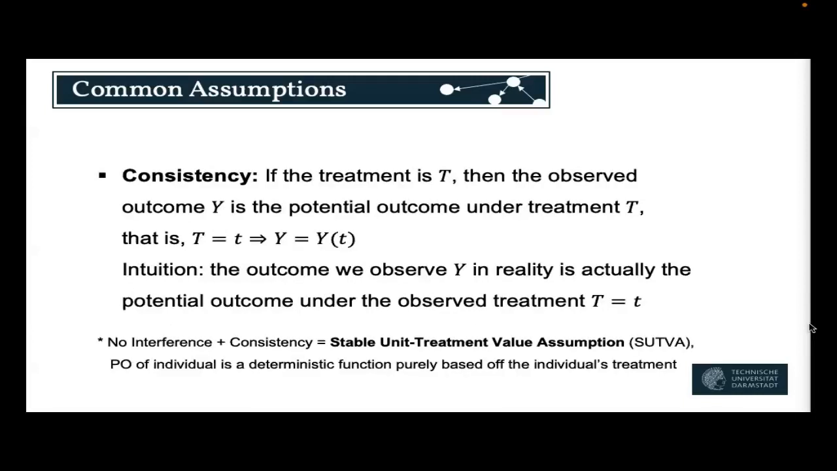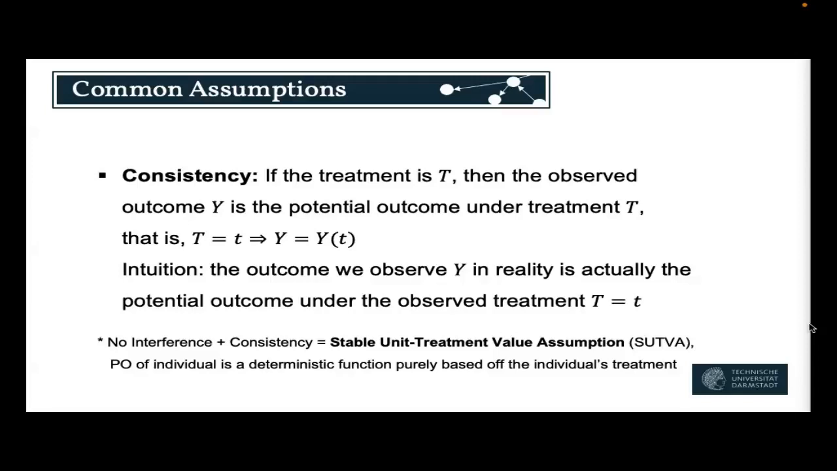Another common assumption is that of consistency. Again, this also looks different. It takes the form of this logical rule that if T is again the treatment, then the observed outcome Y is the potential outcome under the treatment T. So if the treatment that a person gets or should get is T, then that implies that the observed outcome, which is Y, matches the potential outcome, right?